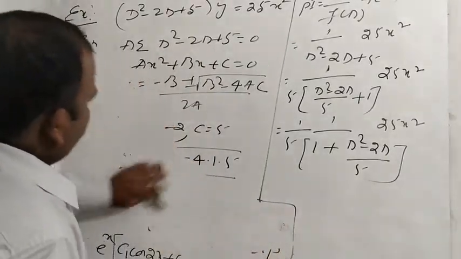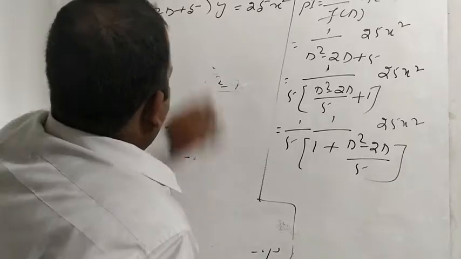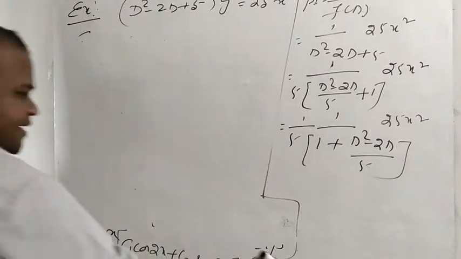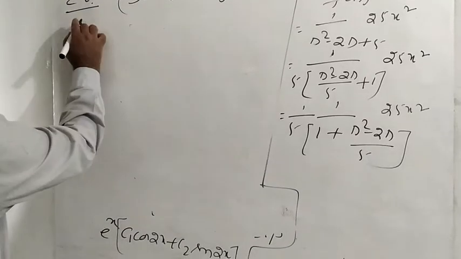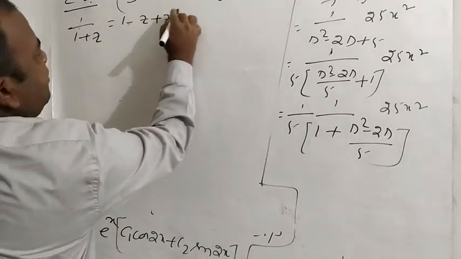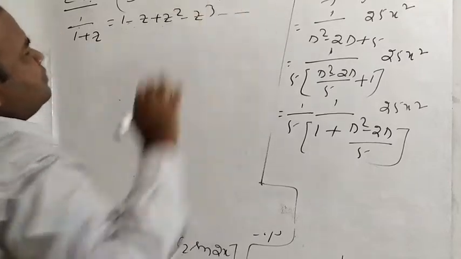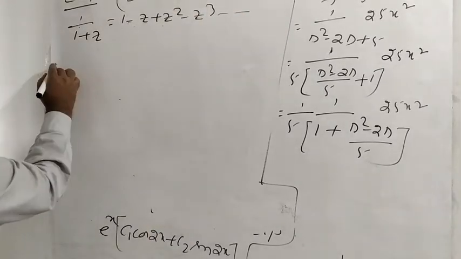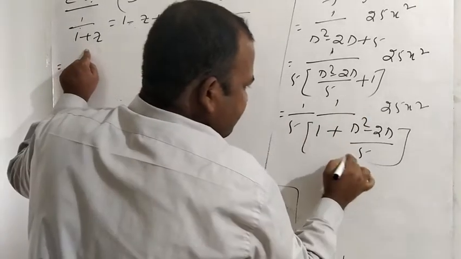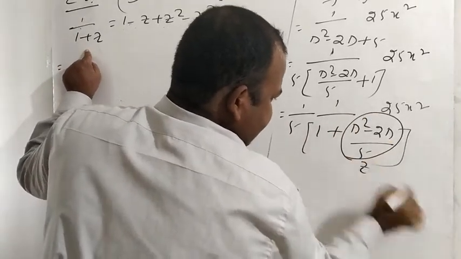What is the formula of 1 upon 1 plus z? 1 upon 1 plus z equals 1 minus z plus z square minus z cube, and it is continuing. So this is 1 upon 1 plus z, and this is the value of z.